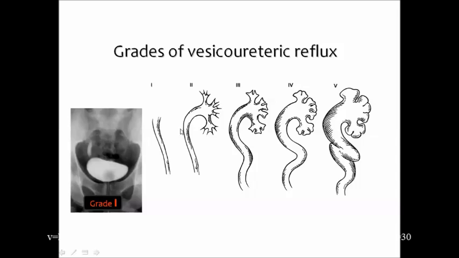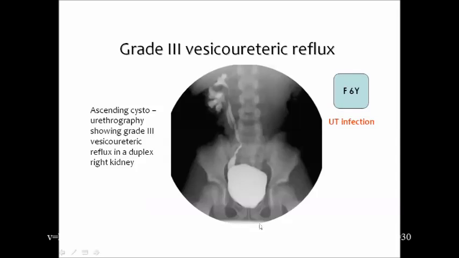And the reflux has 5 grades. The minor one, grade 1, is just refluxing into a normal caliber ureter. Grade 2, reflux reaches the kidney with normal appearance of the pelvicalyceal system. Then grade 3, the pelvicalyceal system and ureter are mildly distended. Grade 4, moderately dilated. Grade 5, severely dilated tortuous ureter with ballooning of the collecting system.